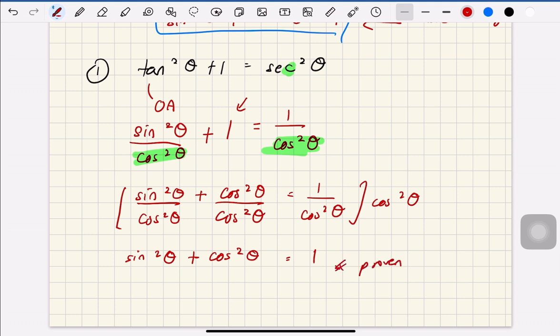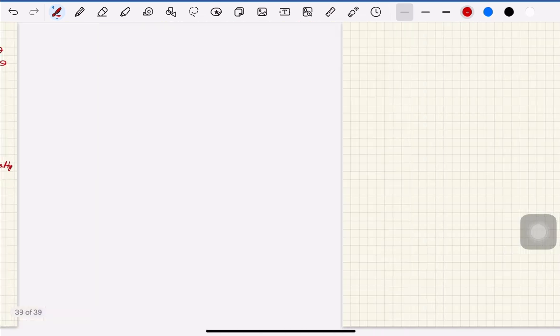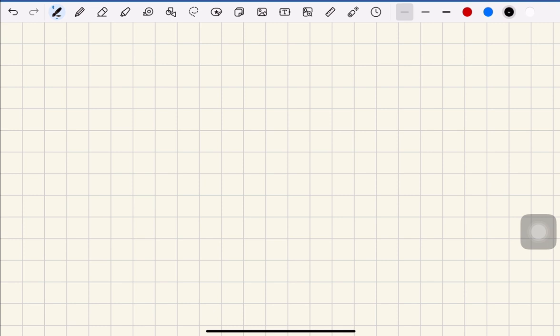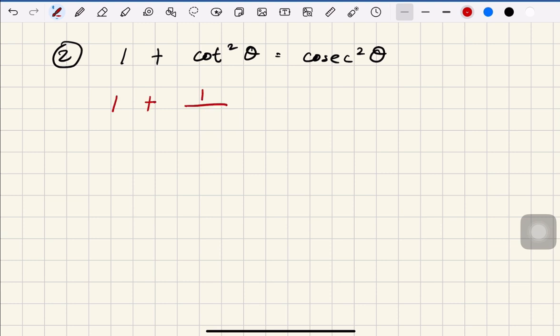Okay, just like that. Okay, let's look at number 2. What if we have 1 plus cotangent squared theta equals cosecant squared theta? Let's do it together. Just one first. Cotangent, look at the third letter, is equivalent to 1 over tangent theta, equals, look at the third letter also, 1 over sin squared theta.